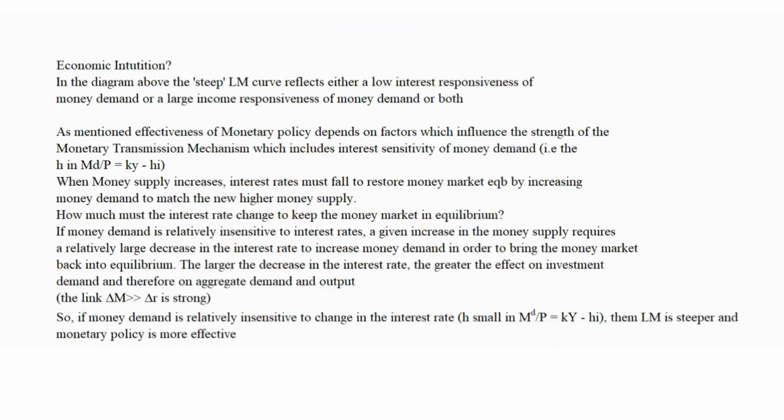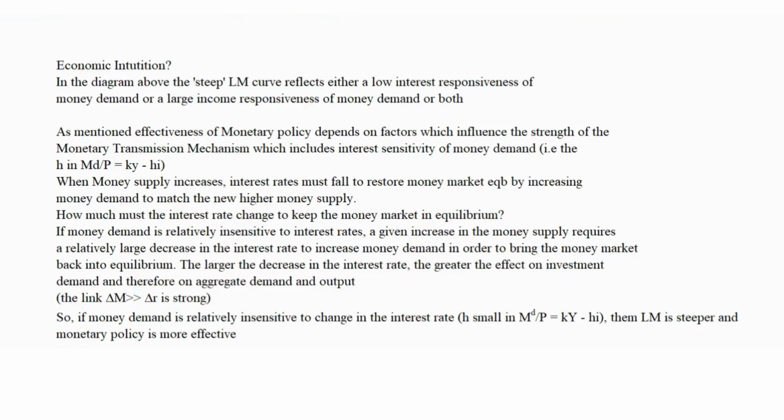For this, we need to recall that we have already discussed what factors influence the slope of the LM curve. So here, the steep LM curve reflects either a low interest responsiveness of money demand or a large income responsiveness of money demand or both. The reasons why a steep LM curve reflects this have already been discussed in an earlier video. So now let's try to understand why this low interest responsiveness of money demand or large income responsiveness of money demand leads to monetary policy being more effective.